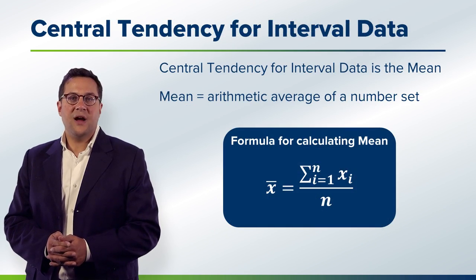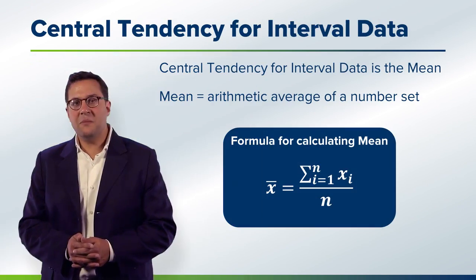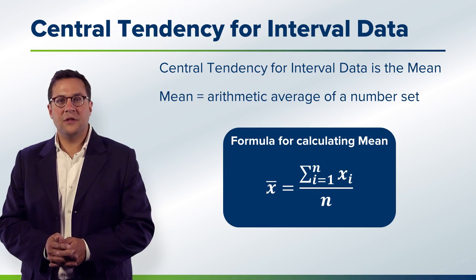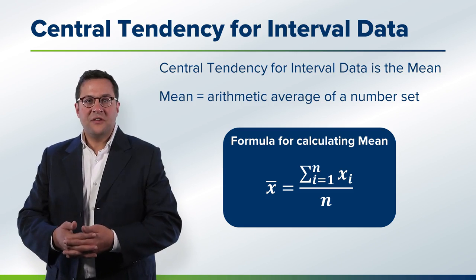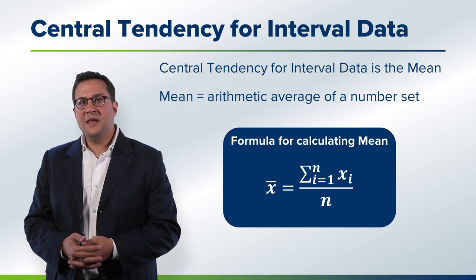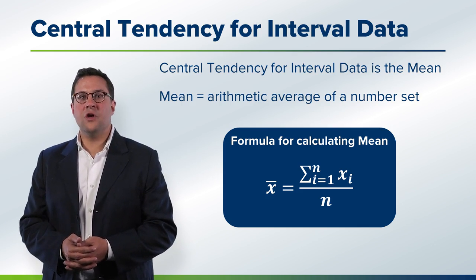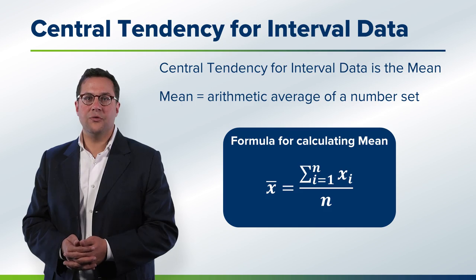The last type of variable that we introduced earlier is interval data. I'm going to spend more time on this interval data throughout this module because they are very amenable to statistical analysis. The measure of central tendency for interval data is the mean. So what is the mean? The mean is the arithmetic average of a set of numbers. Mathematically, the expression of the mean would be as follows.